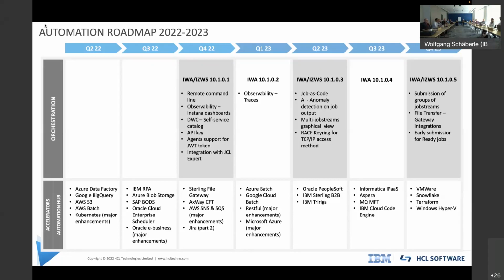This is okay. It's actually a little out of date, because the keyring RACF for TCP/IP access method is a z announcement and will come in November this year. But this is to give you an idea. And in the part below, you see all the plugins that we intend to implement.